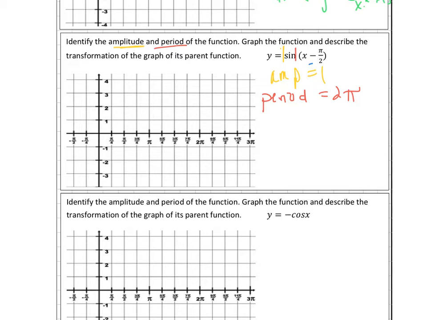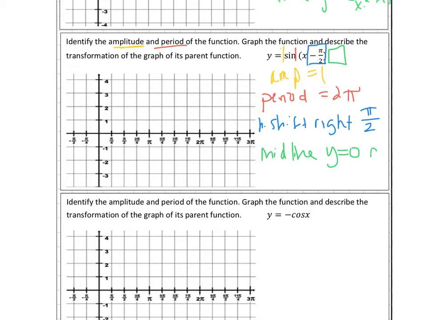The minus pi over 2 is now going to be a horizontal shift to the right, pi over 2. Remember, it's the opposite of what it looks like. So if it's a minus, you're going to shift right. And then our midline is whatever number is added or subtracted at the end. Again, there is no number that we see, so our midline is going to stay at the x-axis. I am struggling at writing x-axis today.